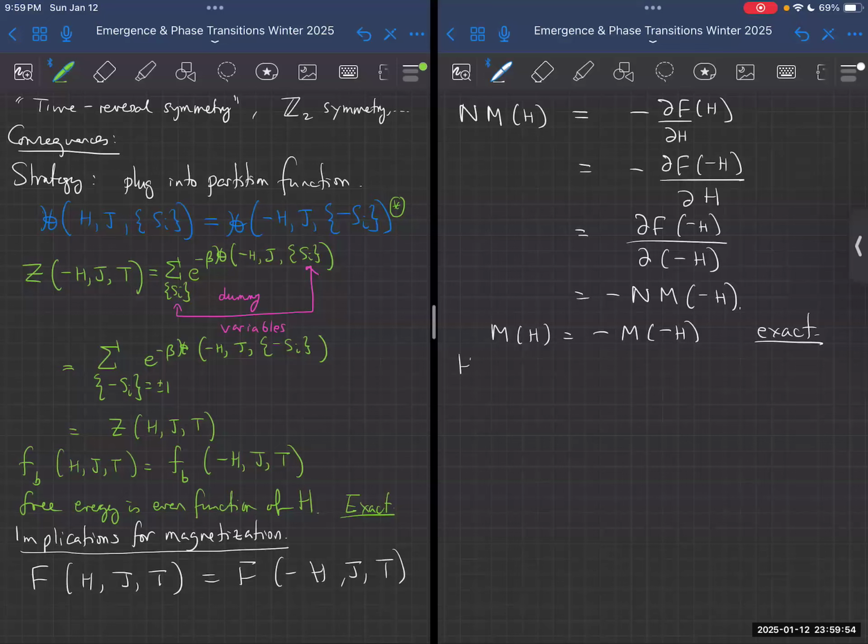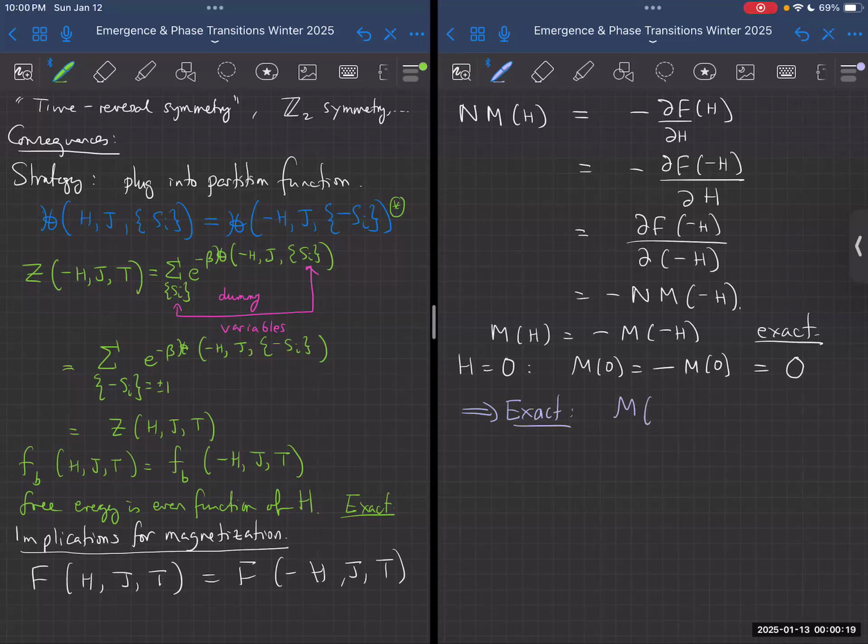So if I now set h equal to 0, then that says that m of 0 is equal to minus m of 0. And the only way that can be true is if m of 0 is equal to 0. And so what I've now proved exactly is that m of 0, the magnetization in 0 external field, is always equal to 0 for all temperatures. And that means that there is no phase transition.